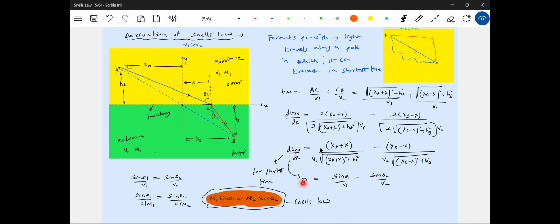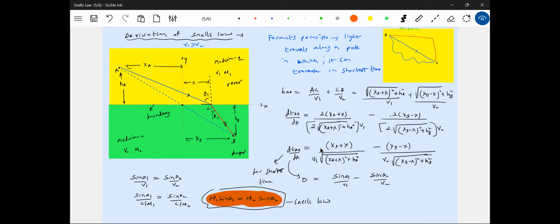dt by dx, let it be equal to 0. On simplifying this, with v1 as c by mu1, v2 as c by mu2, I'll end up with Snell's law, which is mu1 sin theta 1 equal to mu2 sin theta 2. So what are mu1, mu2, sin theta 2? Theta 1 will become angle of incidence. This is the normal. This is a boundary. This is the incident ray. Theta 1 is the angle of incidence. Theta 2 is the angle of refraction.